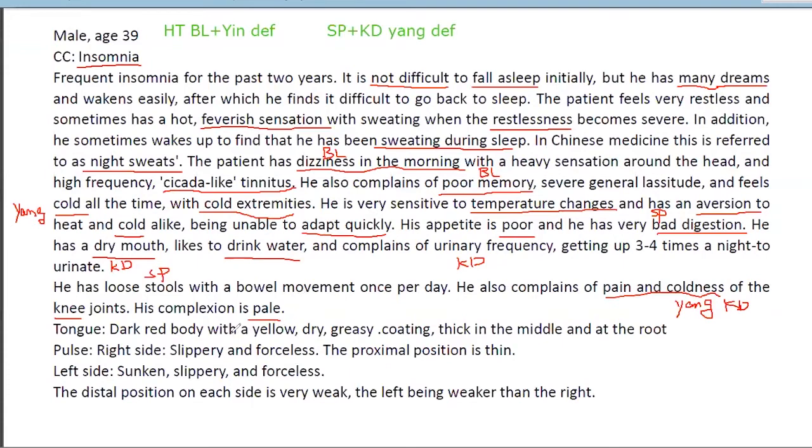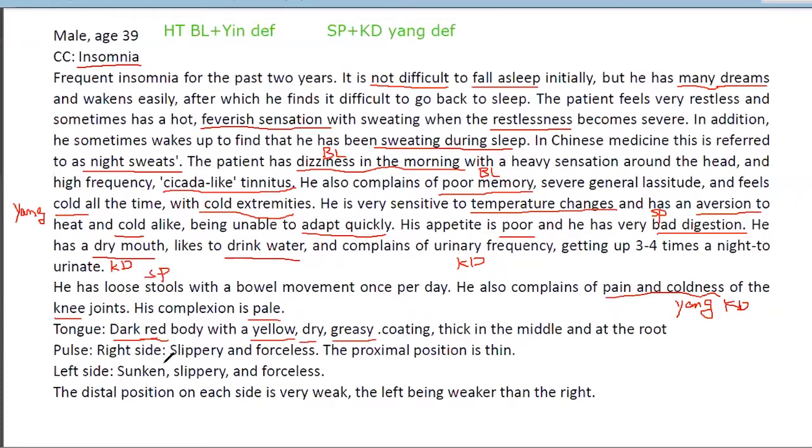Dark red tongue. Usually we talk about some heat in there, and deficiency kind of heat. Usually we are not talking about yellow coating. But for a long term, especially with yang deficiency, water retention is also more blocking in there, yellow greasy coating in there, but mainly it's dry. This is in the middle and the root.